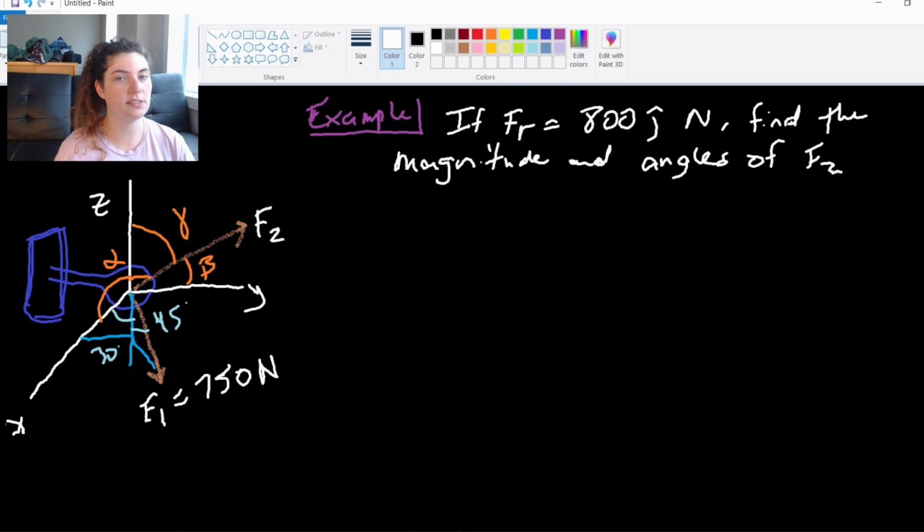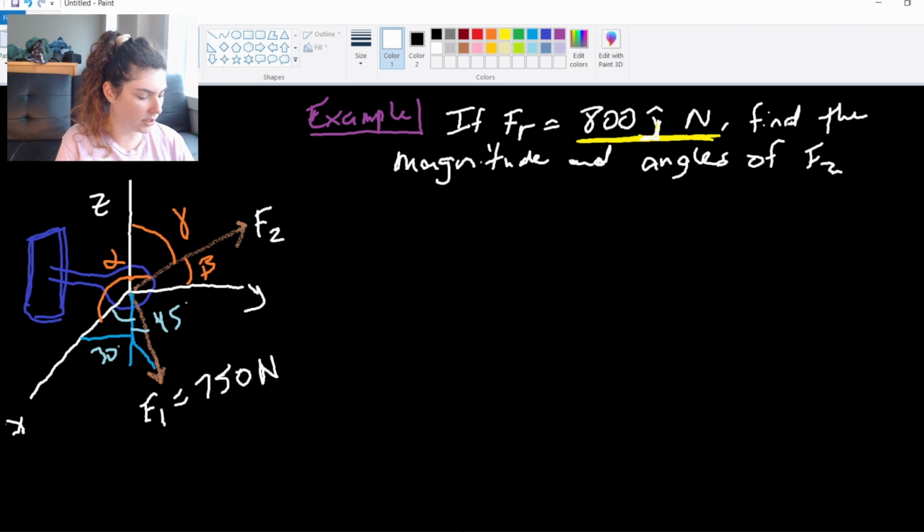Okay, so this is an example in 3D of being given a resultant force and having to backtrack and find one of the forces from it. So in this one, our resultant force is 800 newtons in the J direction only. This is the J direction, so the Y direction. 800 newtons in the J direction, find the magnitude and angles of F2.